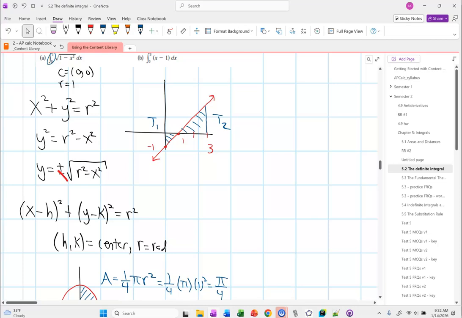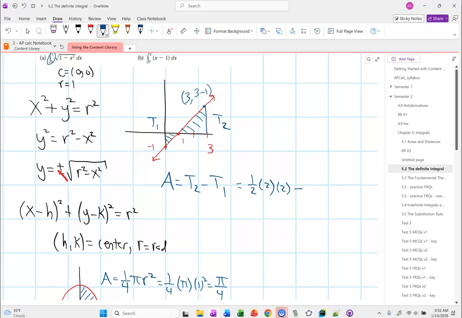How do I find the area? Our total area then is going to be T2 minus T1, right? Why am I subtracting? Because this area is below the x-axis, right? It's a negative area. Everybody's good? Okay, area formula for a triangle: 1/2 base times height. In triangle 2, how long is the base? 2, right? From 1 to 3 is 2. And the height is also 2, right? Because this is 3 comma 3 minus 1. Everybody agree?